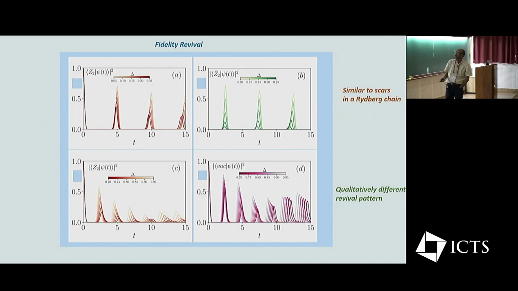And okay, so here are some pictures of these fidelity revivals as a function of delta. So you see that as I increase delta, this thing just goes down, and this is for the Z2 bar initial state. And here, this is at delta equal to 0, both of them. And here at around delta equal to 1, this is the state for vacuum, and this is for Z2. And the picture is, again, qualitatively different.